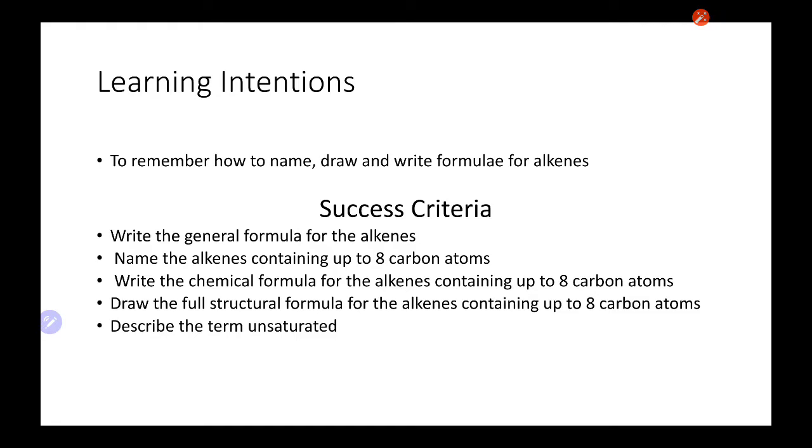So similar to what we were doing for the alkanes, you need to talk about the general formula. It is slightly different for the alkenes. You need to be able to name them, you need to be able to write chemical formulae up to and including 8 carbon atoms, same as for the alkanes. Draw the structural formula, and we'll talk a wee bit about this term unsaturated as well.